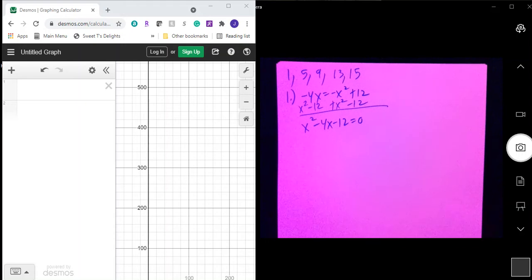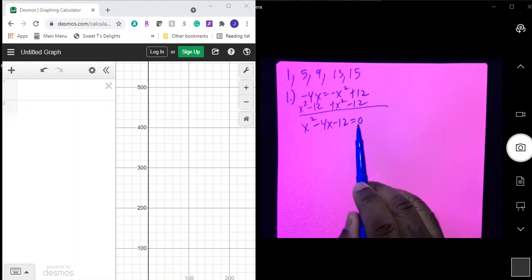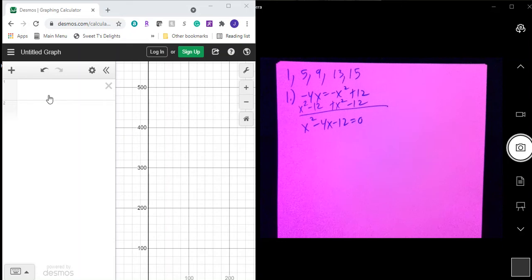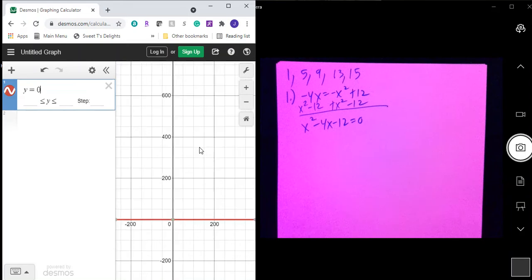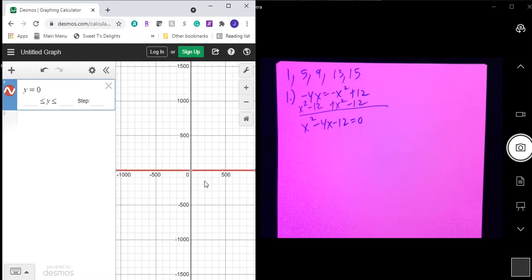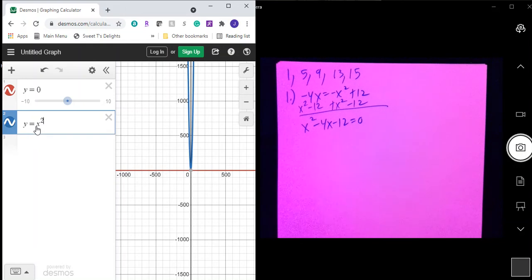Okay, so now, with this being said, what we would need to do is find a value that would basically make this equation equal to 0. So when we put this in our calculator, we could do it like this. If we put y equals 0, that would be one line. Right here we have y is equal to 0. And then our next equation will be y is equal to x squared minus 4x minus 12.